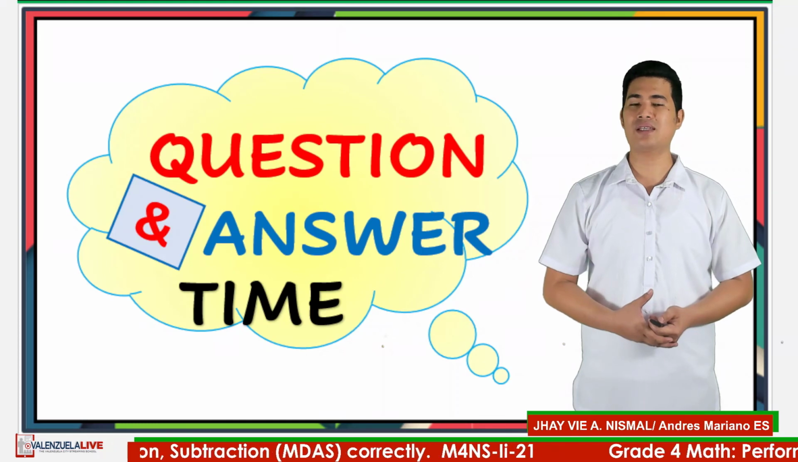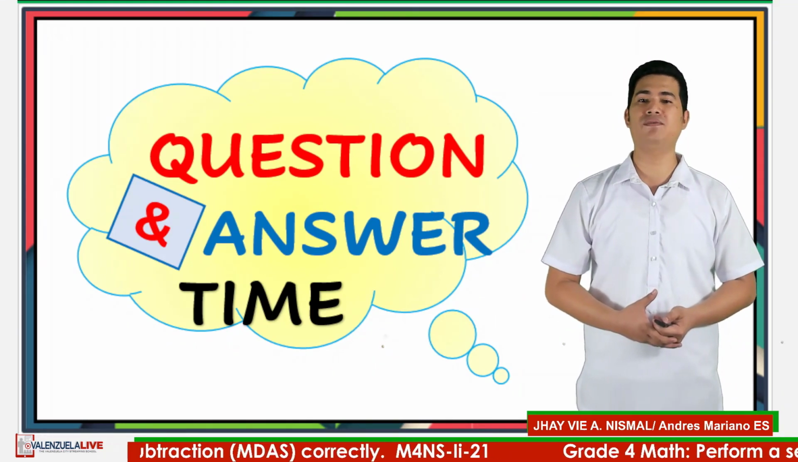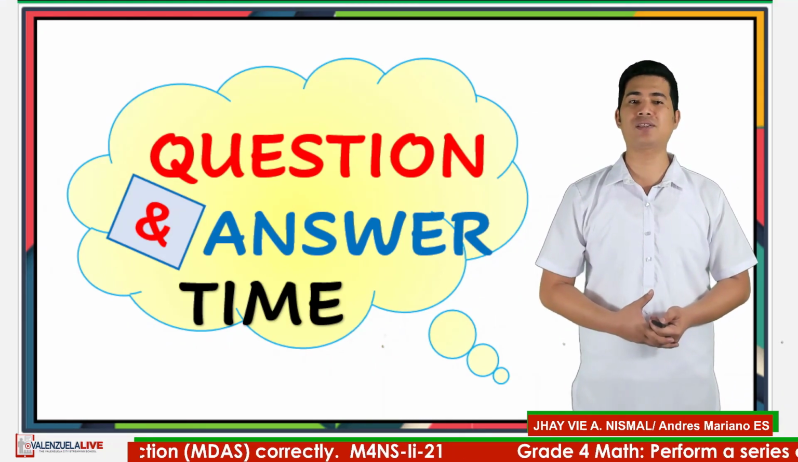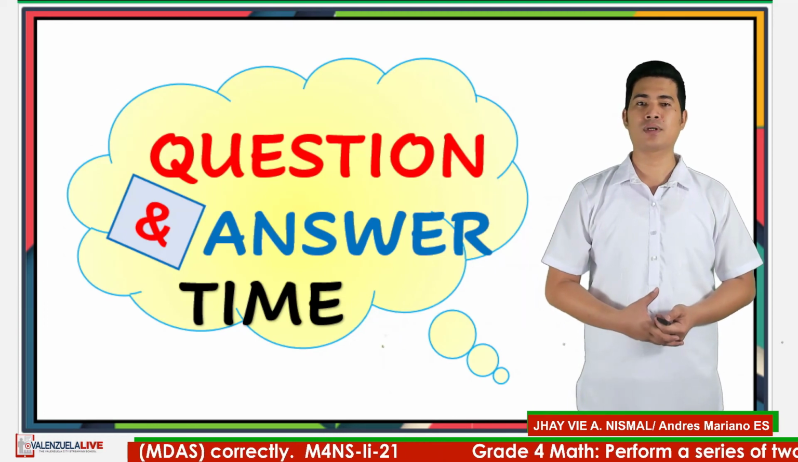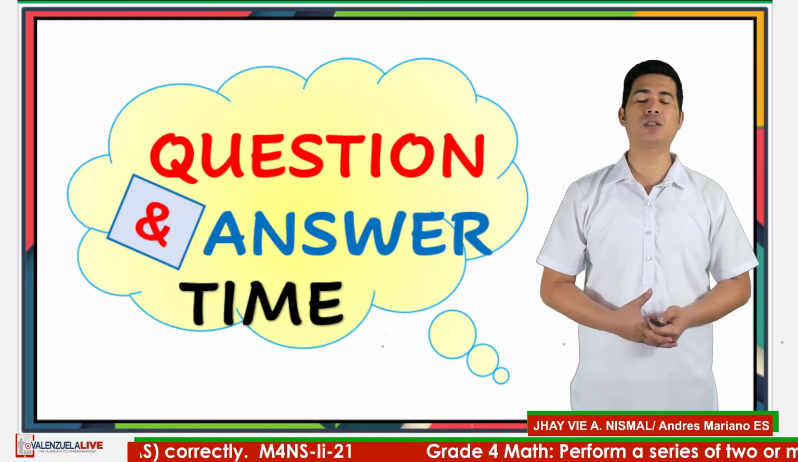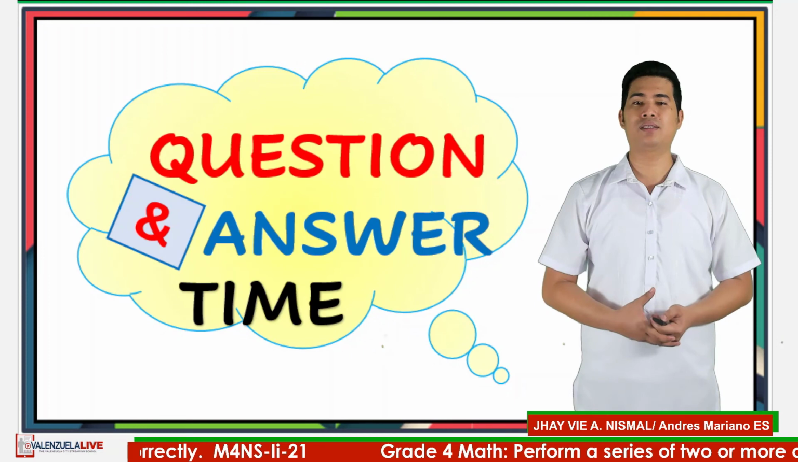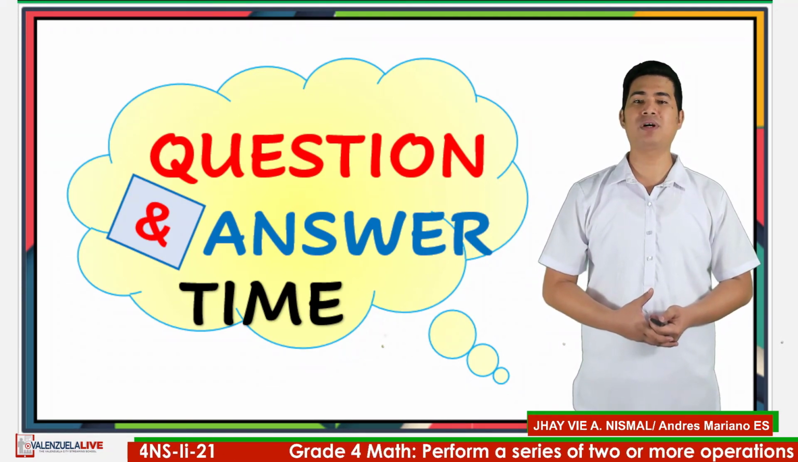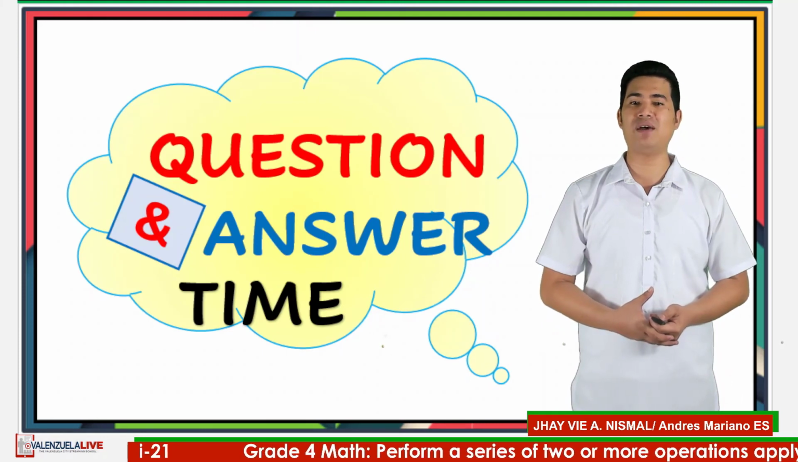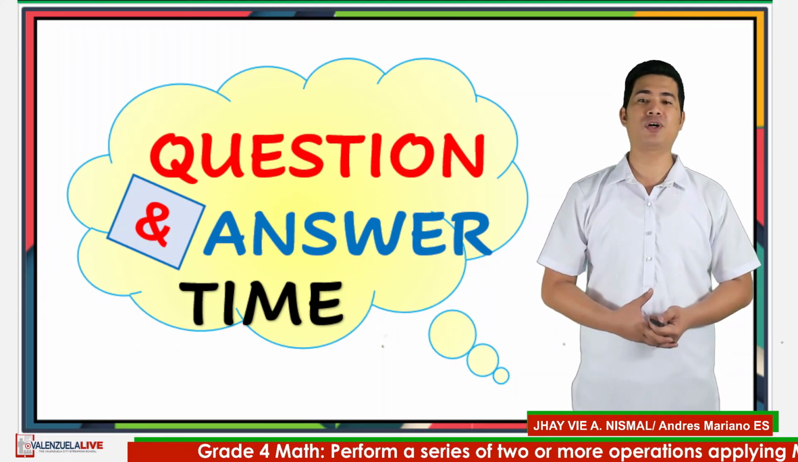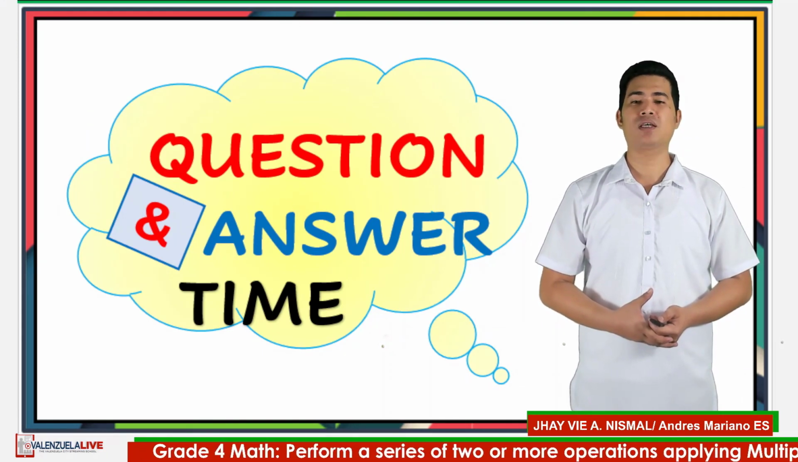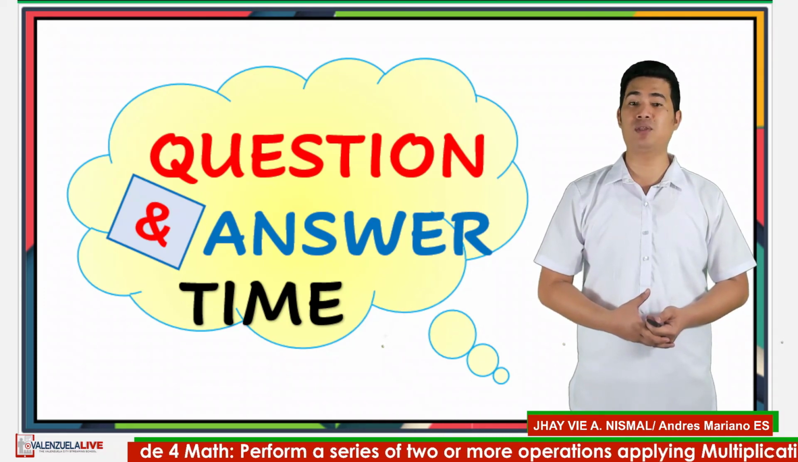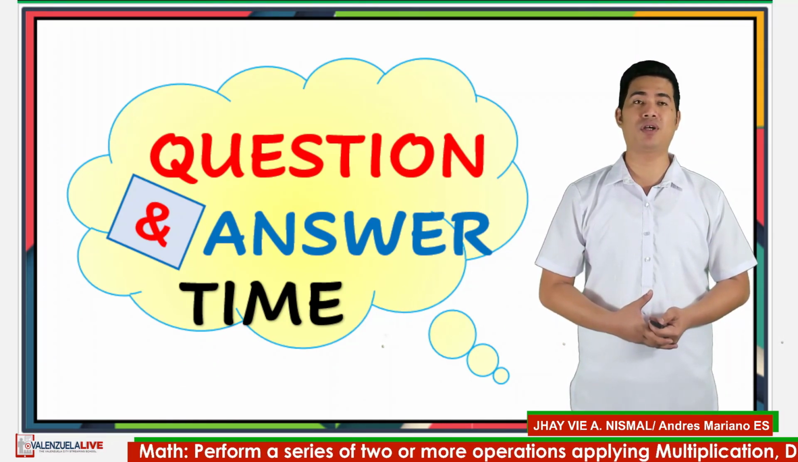Instead, we will apply the MDAS rules. The rule says, perform multiplication or division first in the order as they come from left to right. Next, perform addition or subtraction as they come from left to right. Then, if the same operation comes next in the order from left to right, it should be performed next. But if there are operations in between it, consider the MDAS rules.